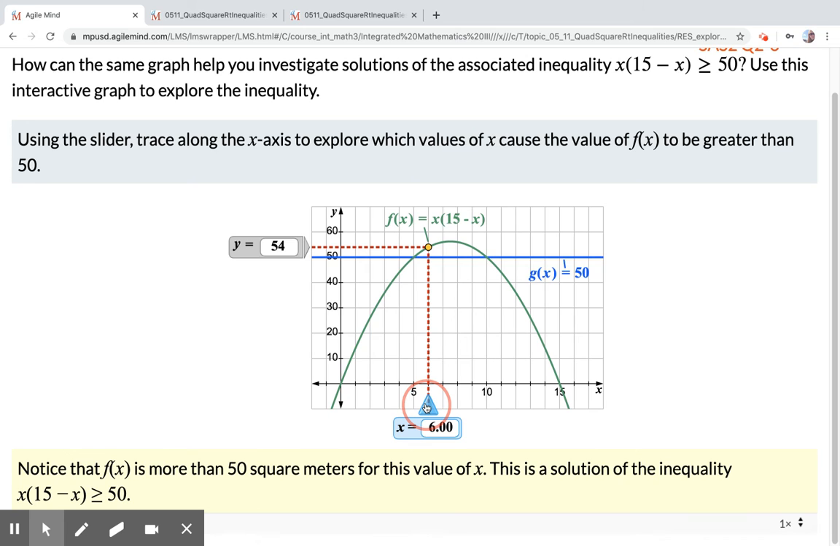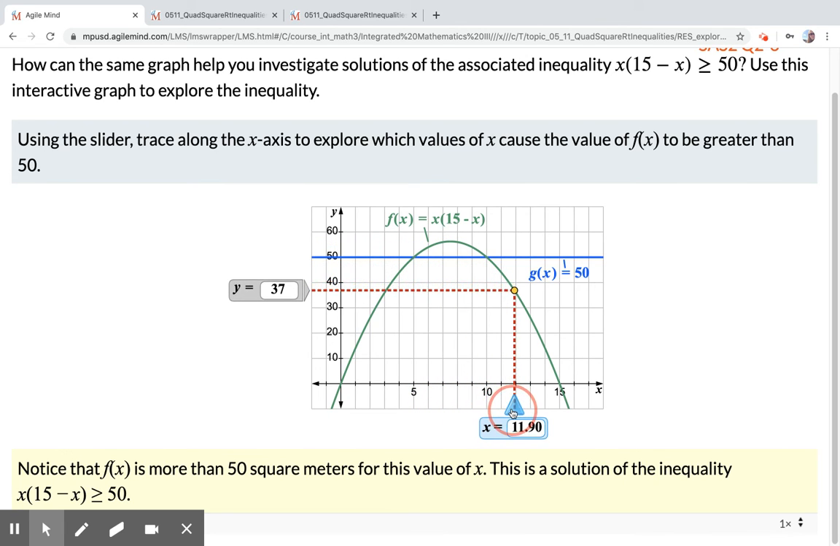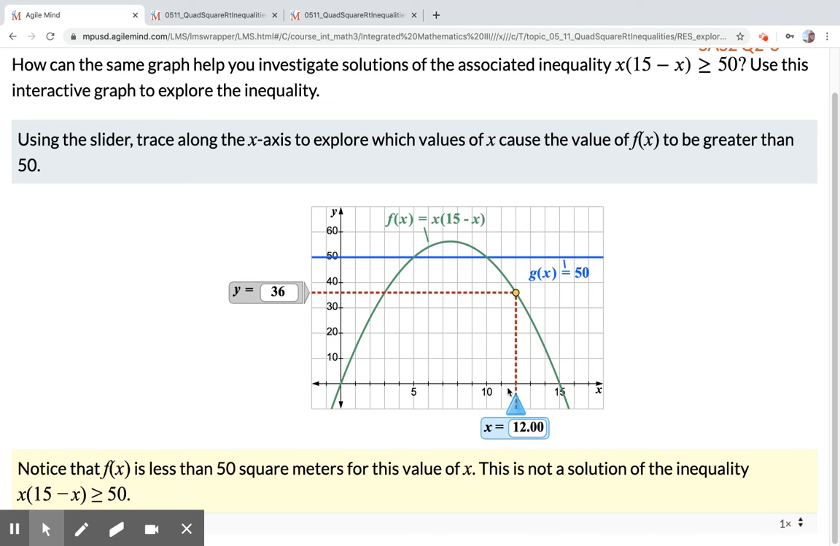And then if I keep going to the next little guy, you have 12, right? When x equals 12, oh, I only have an area of 36. That's not sufficient, right? We wanted our area to be greater than or equal to 50. So 2 and 12 are not solutions, and 6 was a solution.